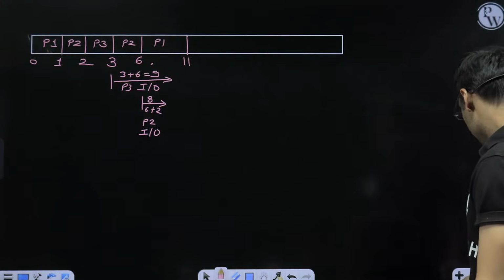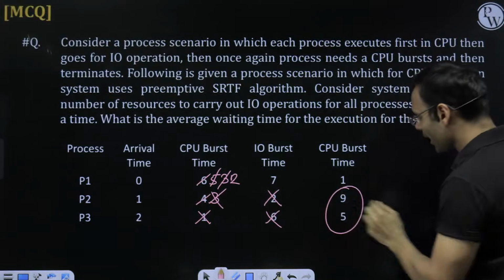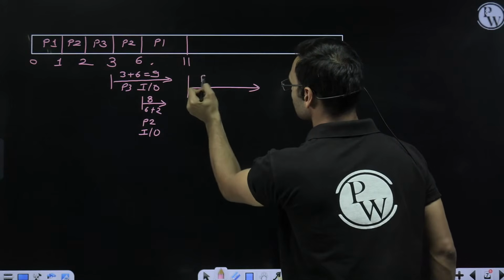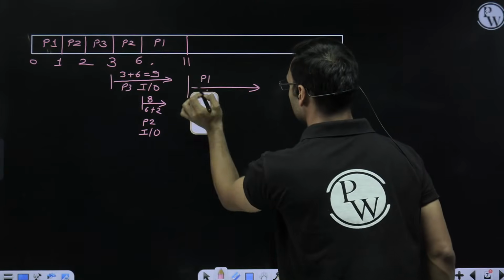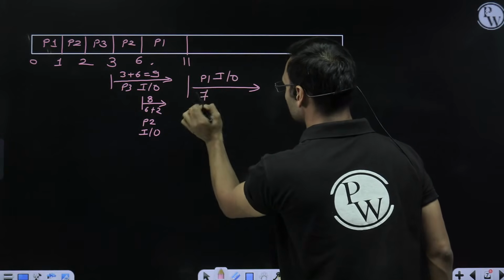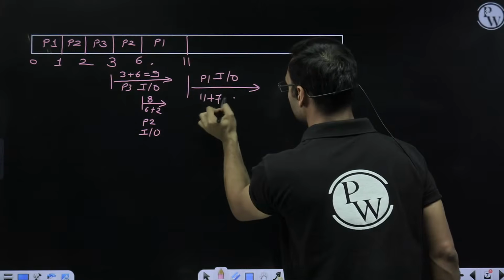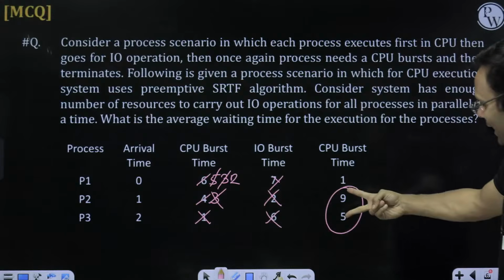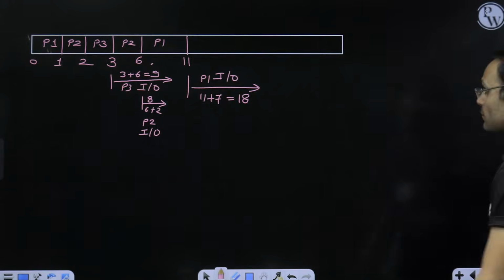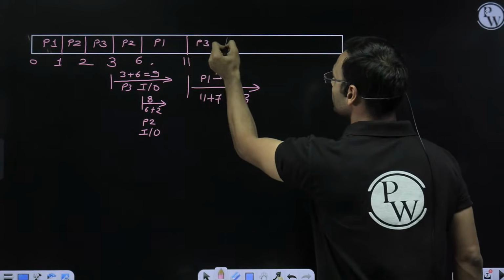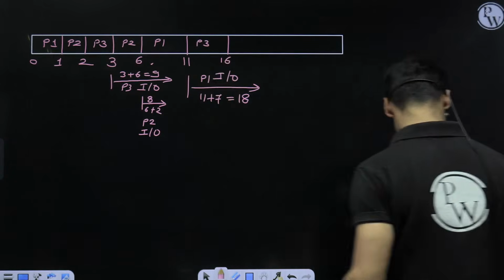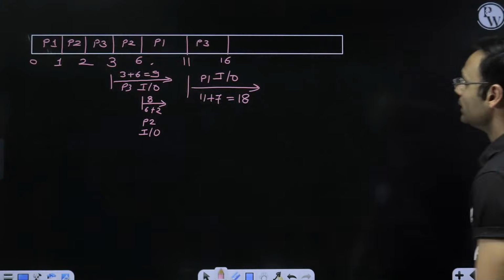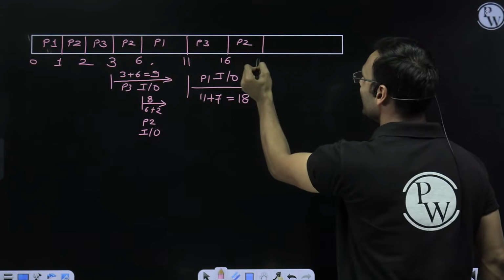Now till 11, these two processes completed their IO. After 11, P1 will be in IO. P1 IO 7 plus 11 till 18. Okay. I can pick up one of these two, which is the smallest one, P3. P3 will run till 16. P3 completed. Now P2 will compete. P2 will go till only 18.